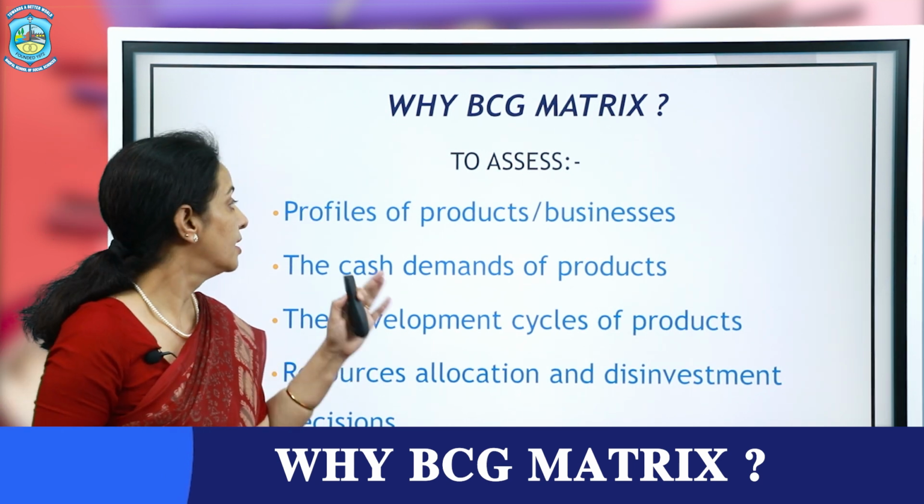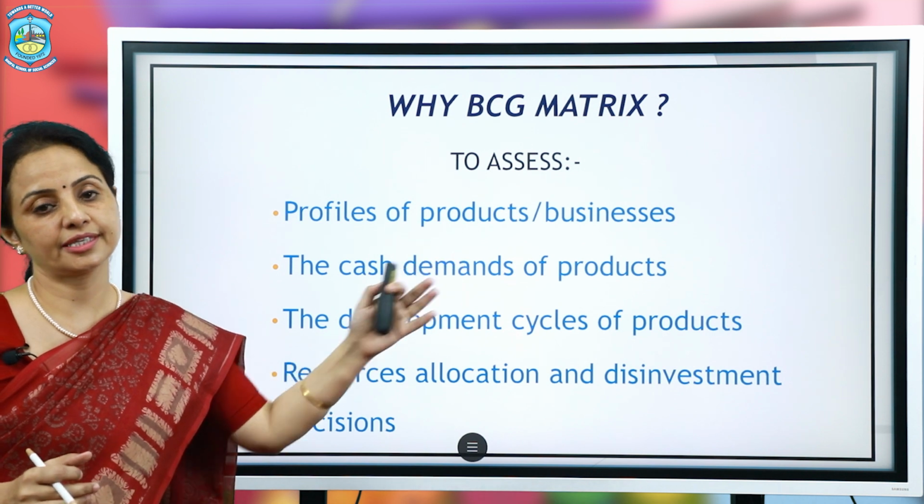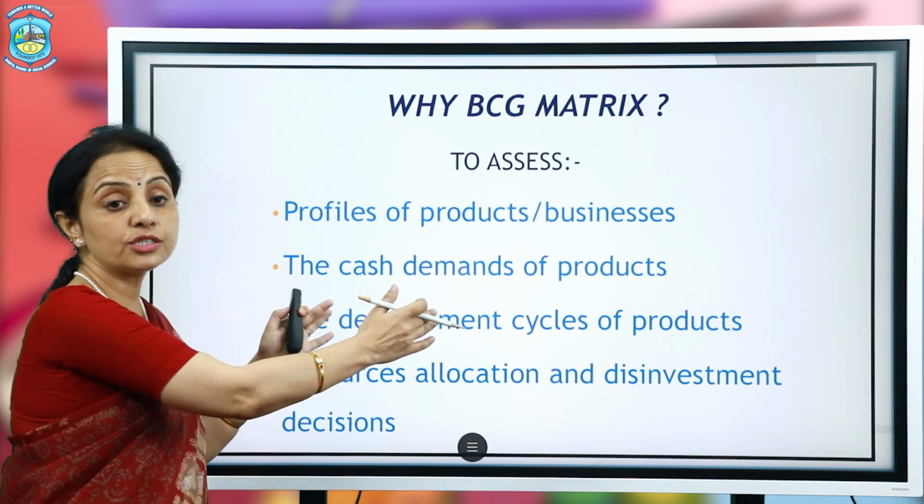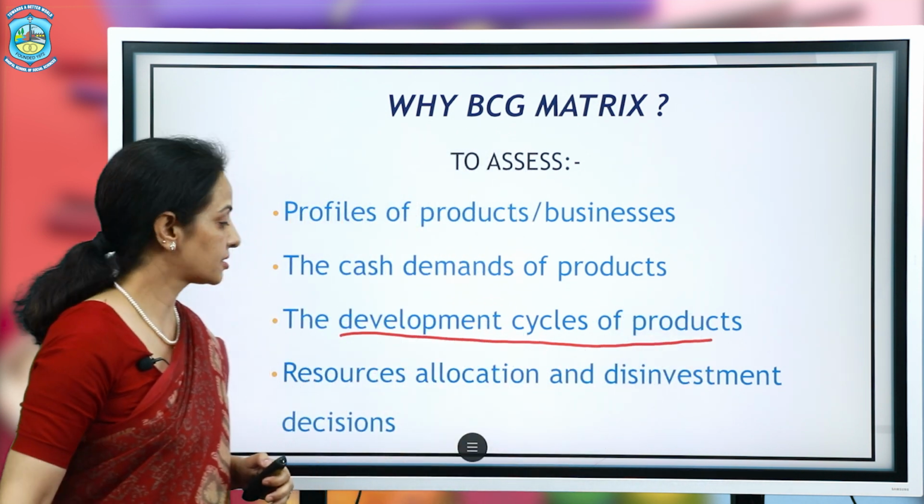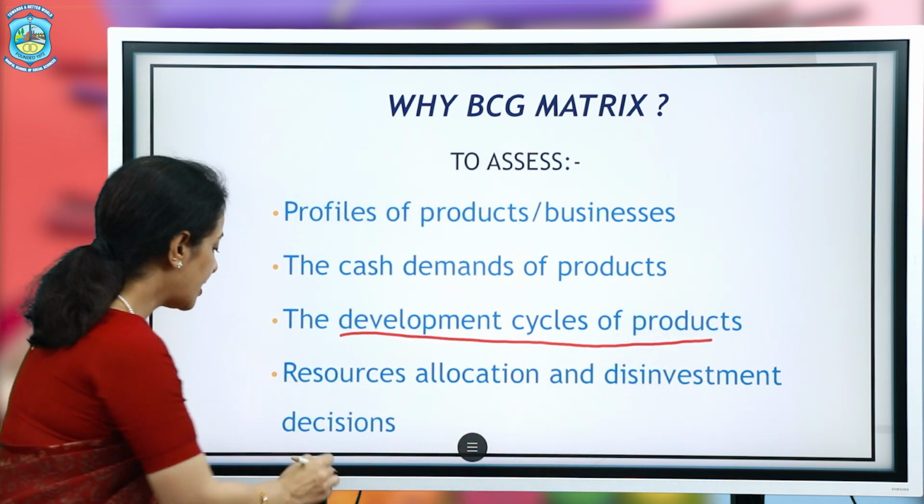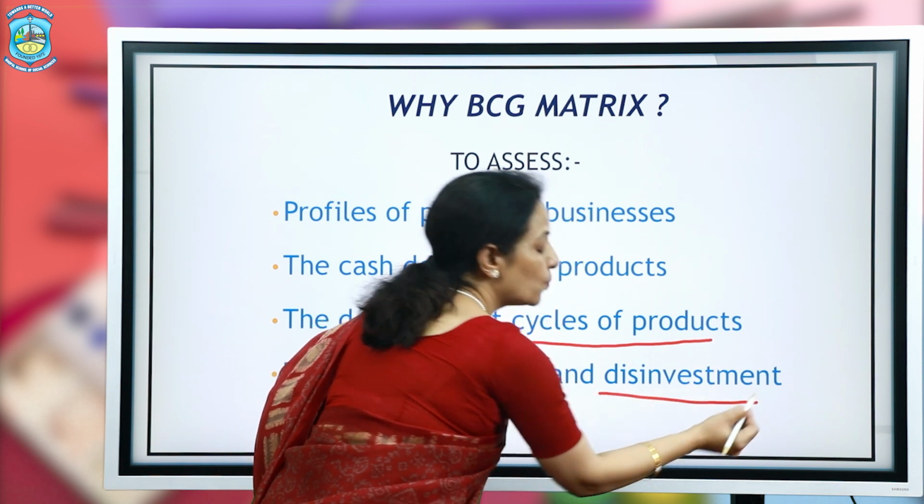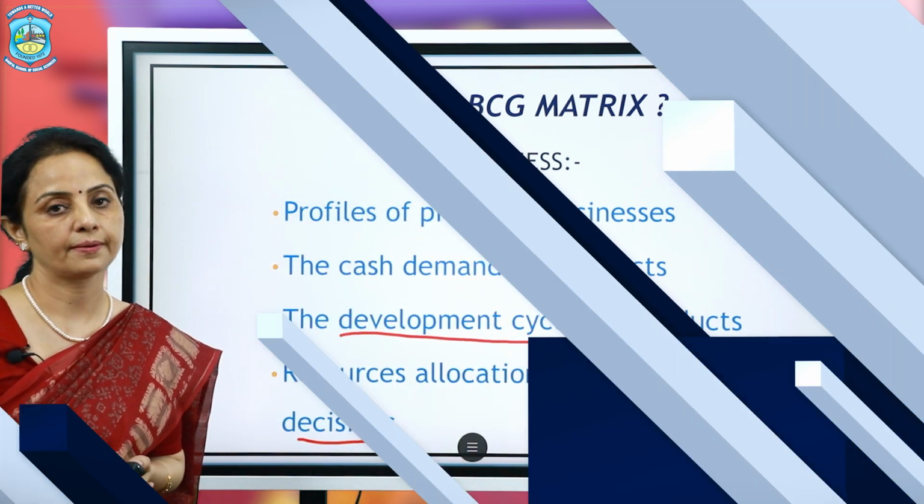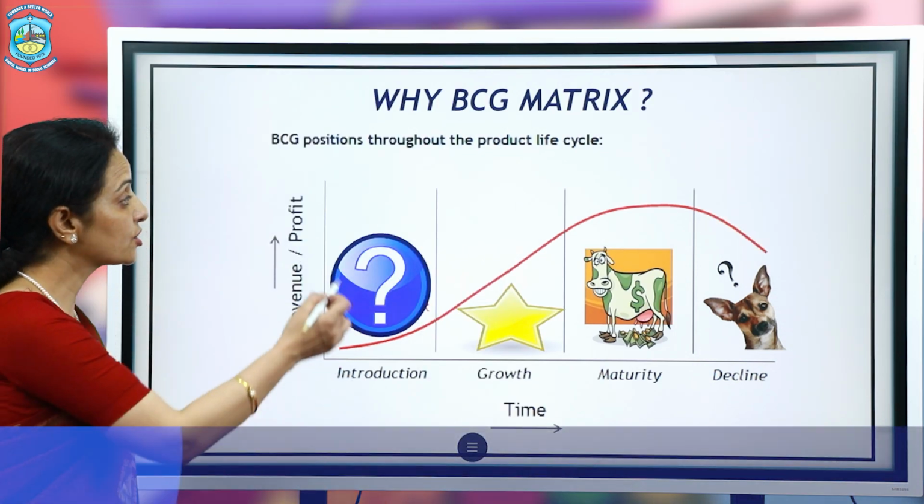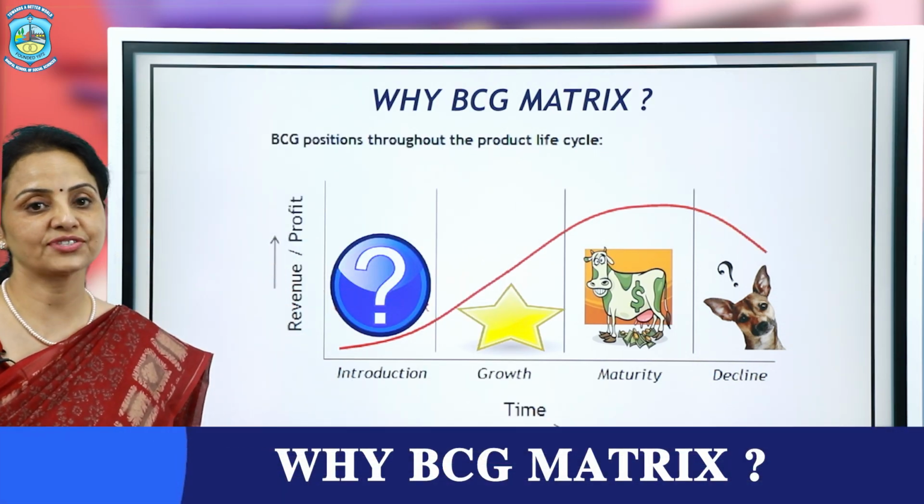To assess the profiles of the products and the businesses, the cash demands of the products, the development cycles of the products, the resource allocation, as well as disinvestment decisions, particularly in case of dogs. The BCG matrix has a strong connection with the product life cycle.